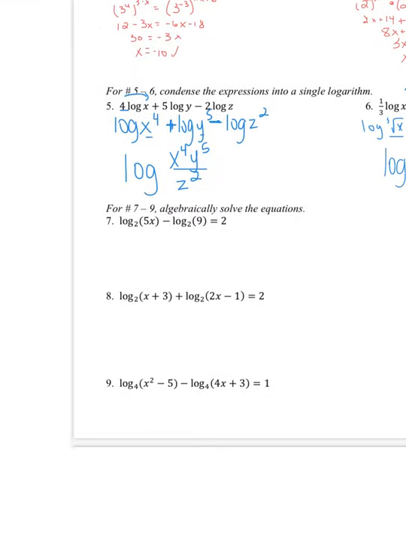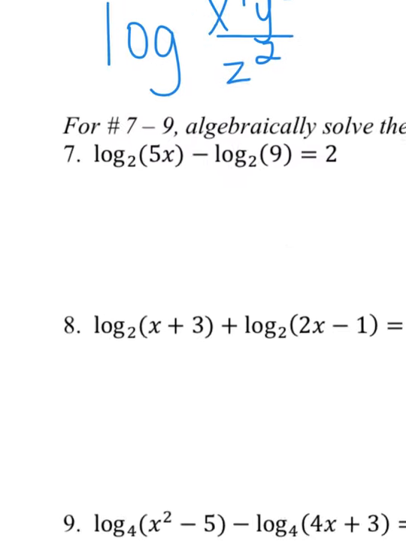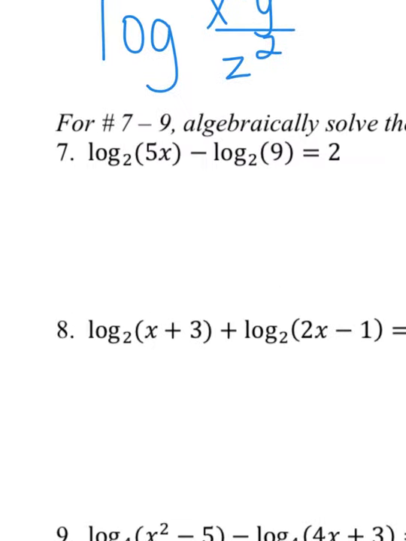Number 7, you're going to use those properties to solve these log equations. So for number 7, you're going to condense the logs. So you're going to put together the 5x and the 9 using division because they're being subtracted. So now you have log base 2 of 5x over 9 equals 2.